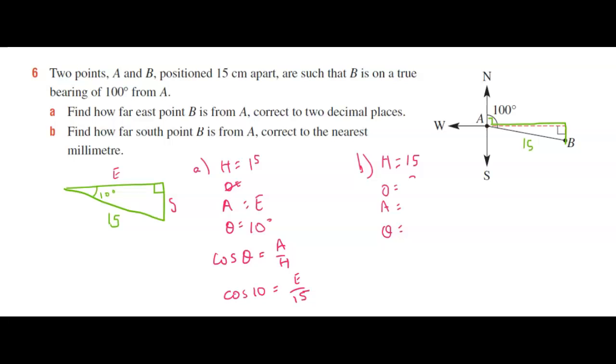So your opposite side this time is S. Adjacent, now I'm not going to use this value because it's better to use what you've been given in the question. You'll be more accurate, and 10. So now I use sine theta equals opposite over hypotenuse. Sine 10 equals south over 15. Okay, and then you can just solve for east and south.